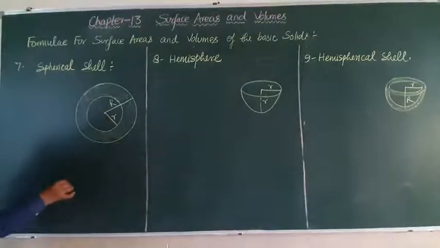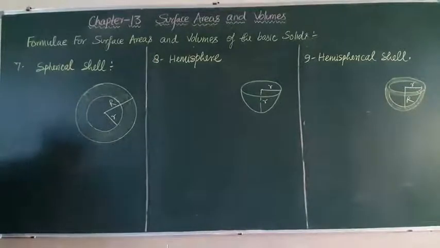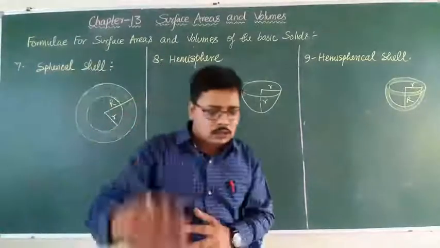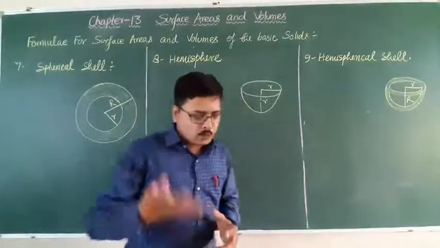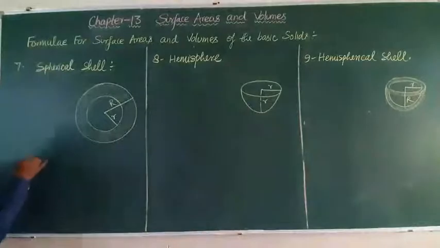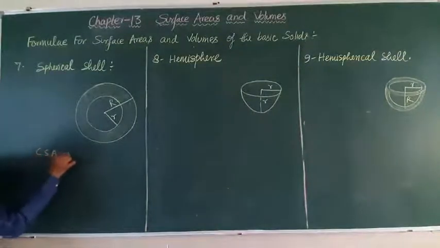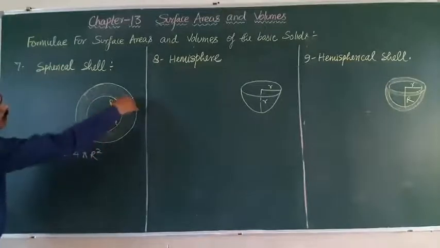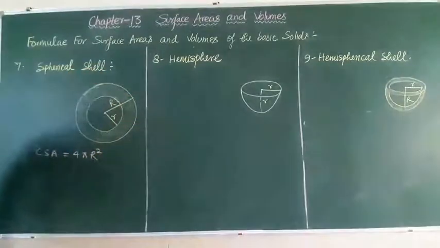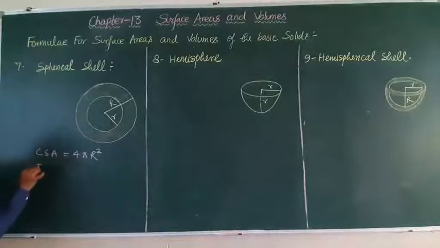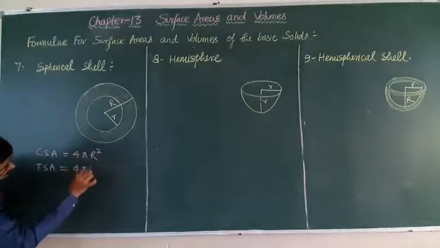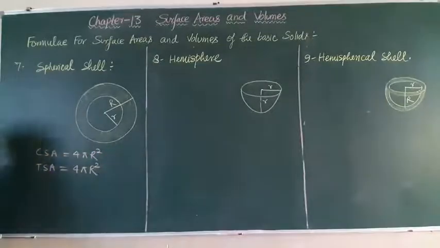Then you can say that CSA, external CSA लेंगे because you can touch only the external CSA. Okay, so CSA, that is what, 4 pi capital R square, because the capital R is the radius of external sphere. Yeah, and TSA, that is also 4 pi capital R square, because only one face is there.